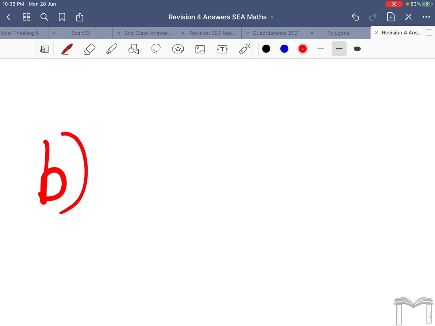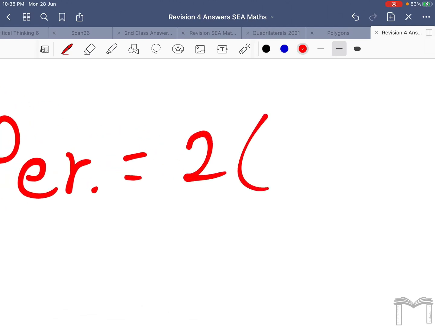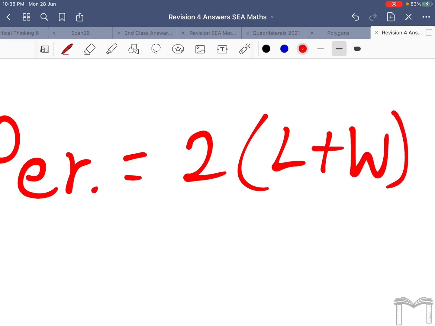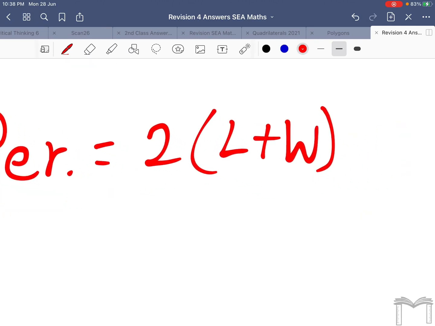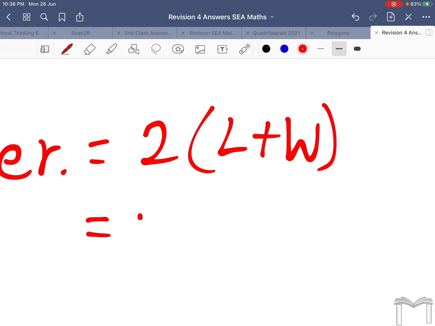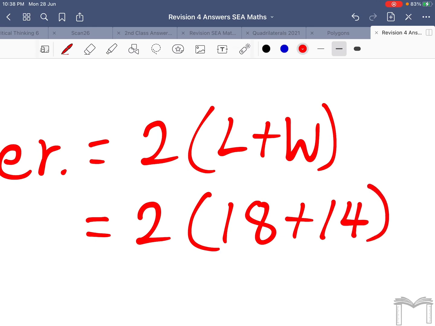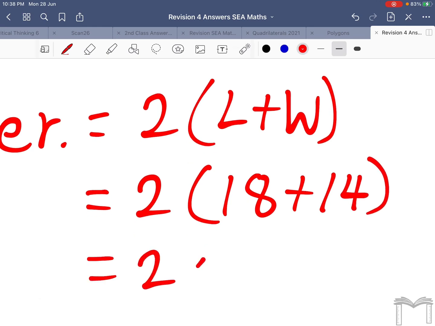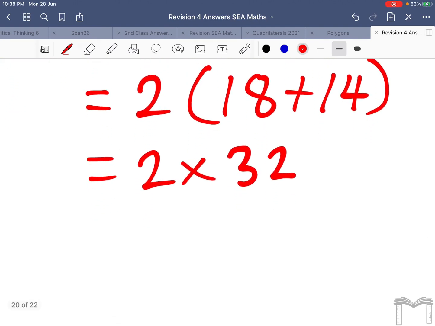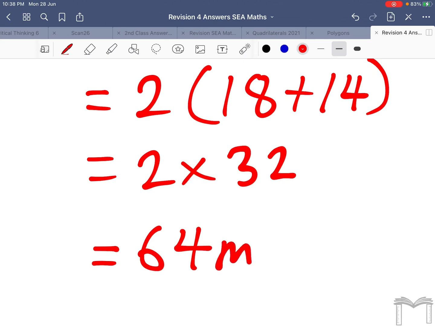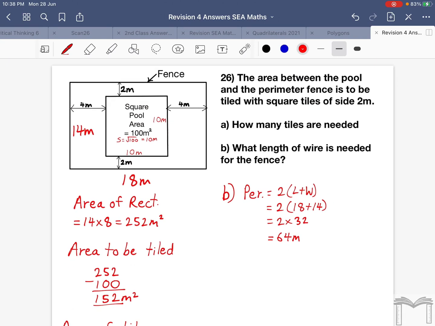Right? Or some persons say the perimeter of a rectangle is equal to 2 times the length plus the width. Or we can say length plus length plus width plus width. We will get the same answer. So 18 plus 14, so that's 32. 2 times 32 is equal to 64. 64 meters of fence wire.